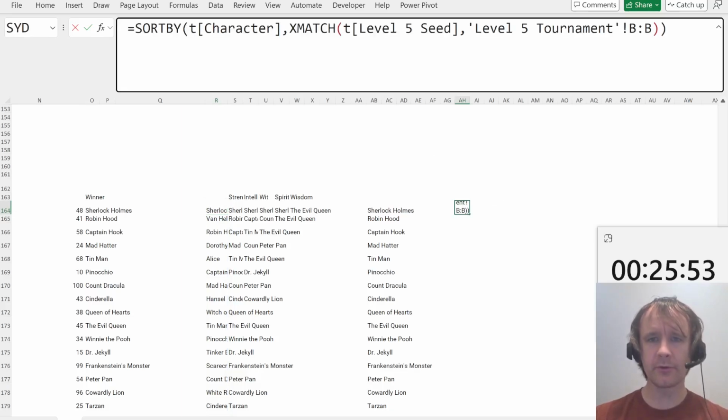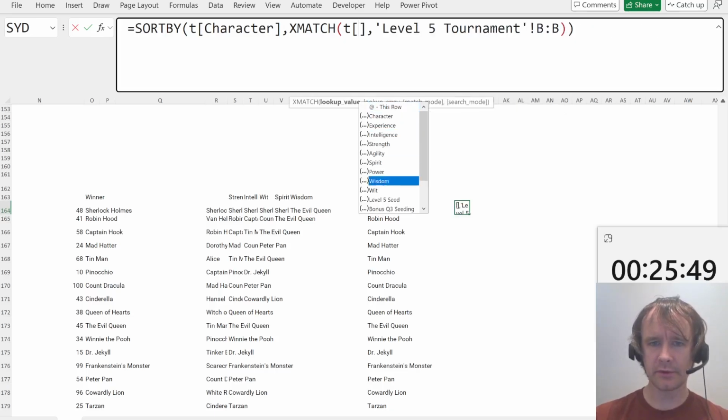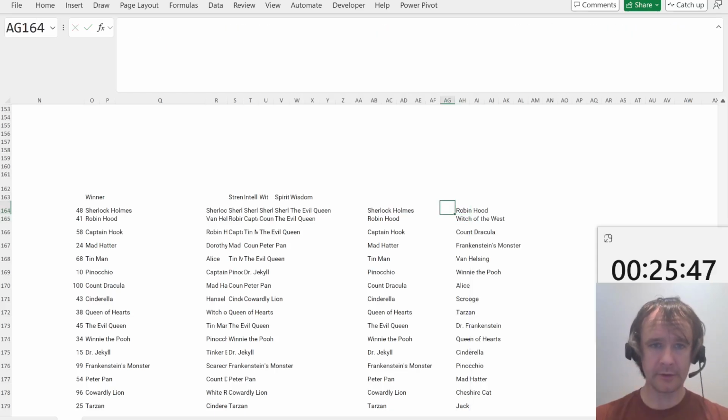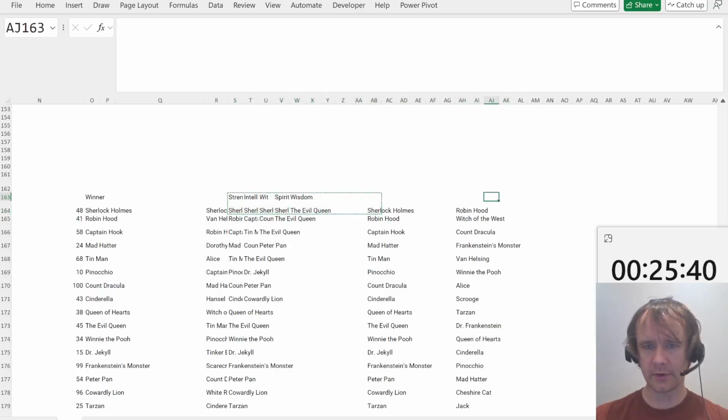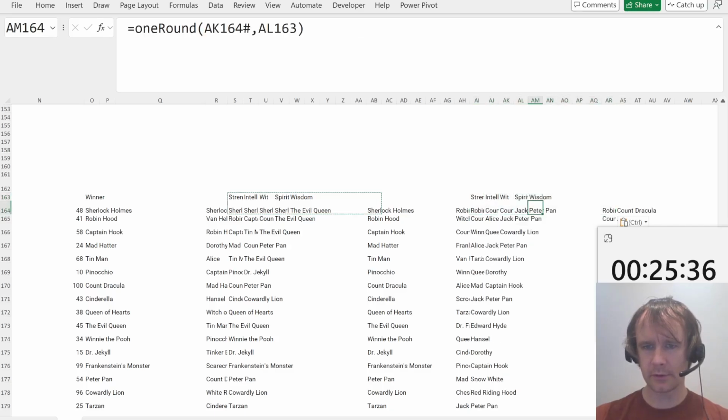the same thing for, instead of level 5 seed, whatever that other seed is, bonus Q3 seeding. We have to rerun the whole tournament based on that, which should be as simple as this, and we want to know the ultimate winner. Oops, put it there. The ultimate winner is Peter Pan.